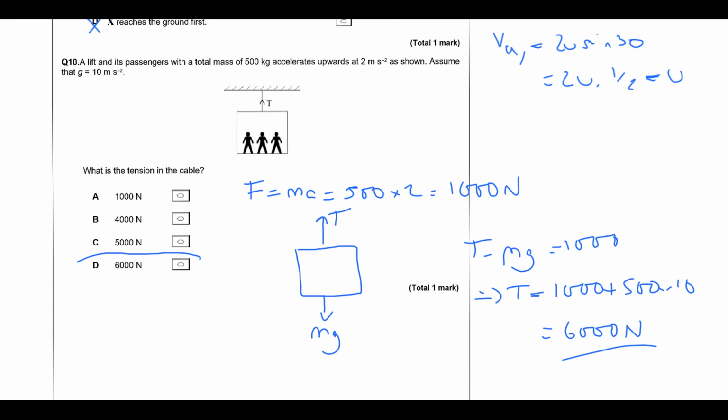A lot of people, when I was marking this, went for option A because they calculated the resultant force, not the tension. Be careful with these questions.